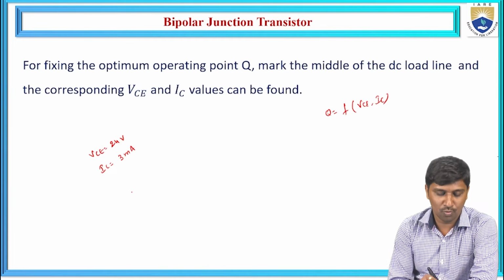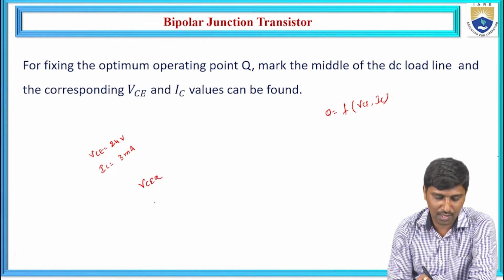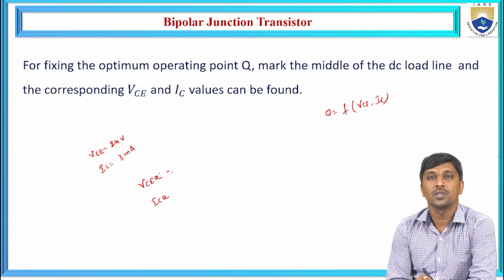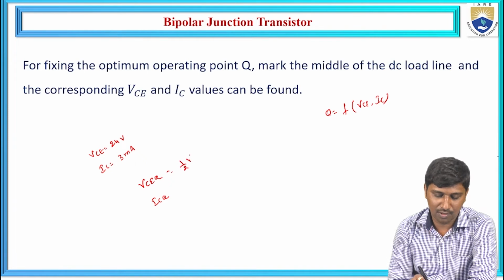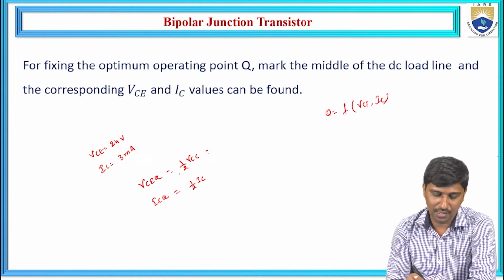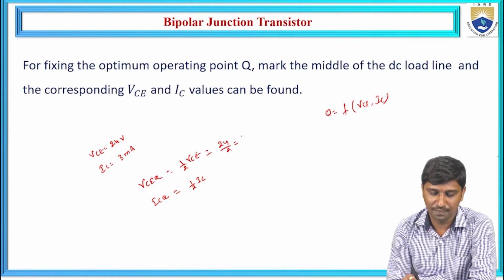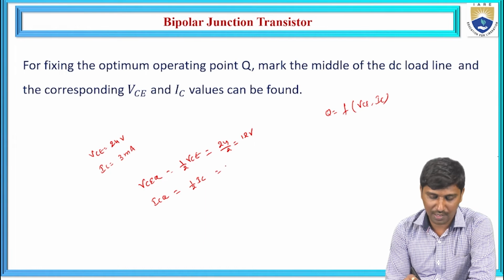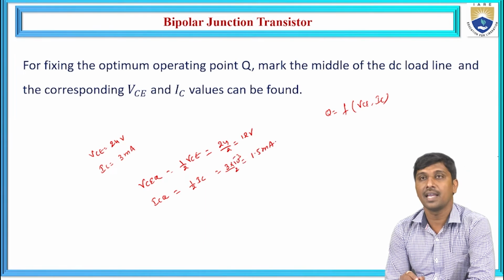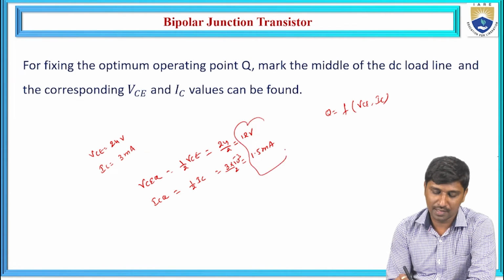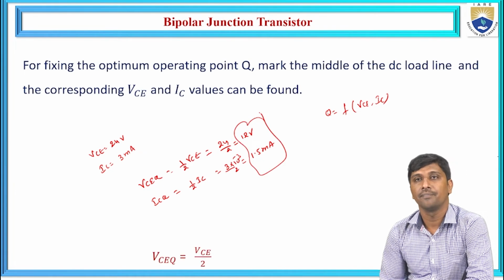Hence to find this Q point, meaning VCEQ and ICQ: what is the VCEQ? That is half of the DC load line VCE value, and ICQ is half of the IC value. So 24 by 2 is equal to 12 volts, and 3 into 10 power minus 3 by 2 becomes 1.5 milliamps. These two indicate the operating point.